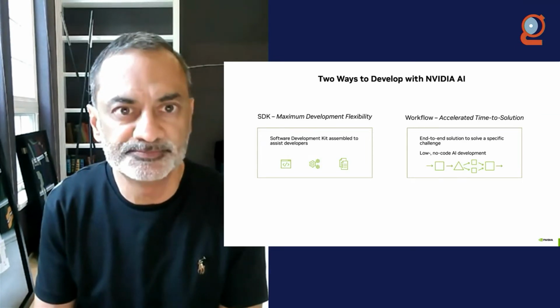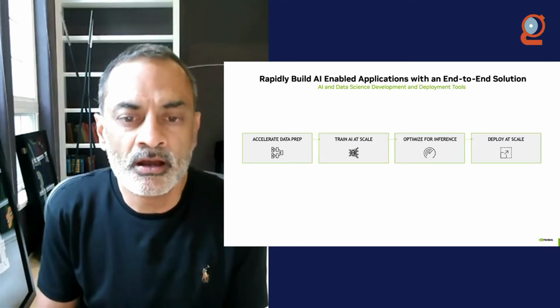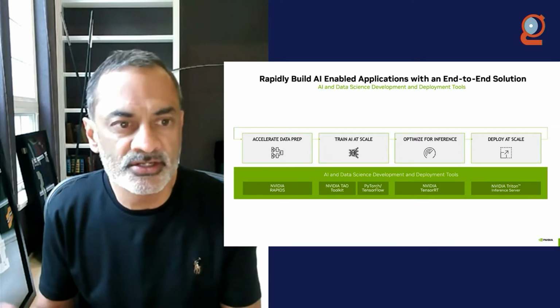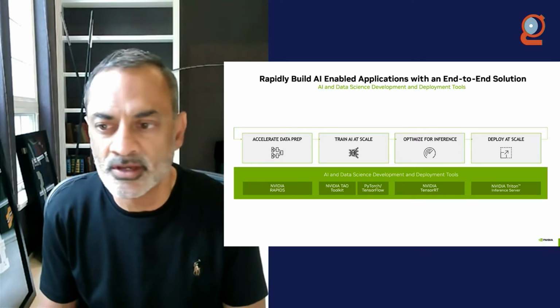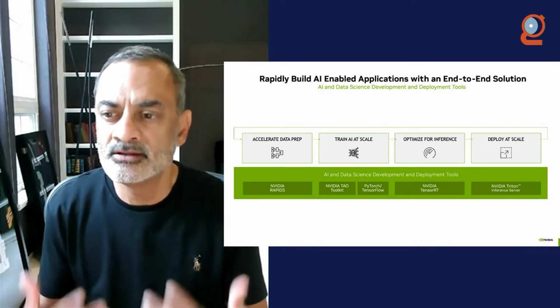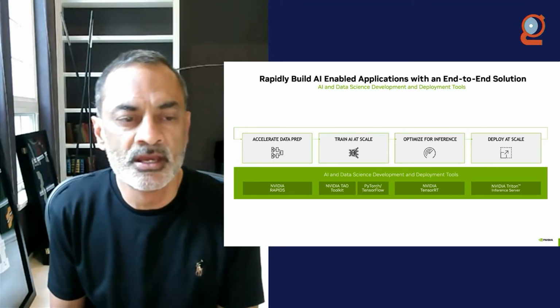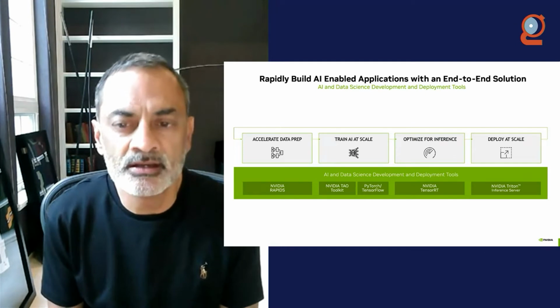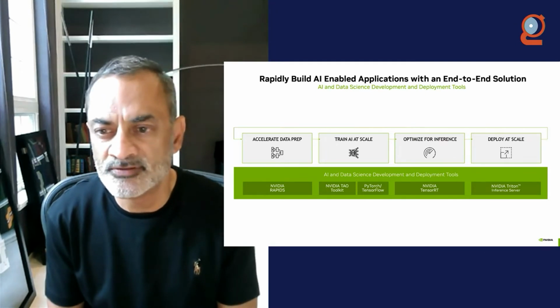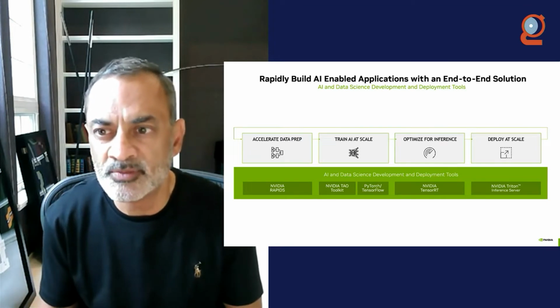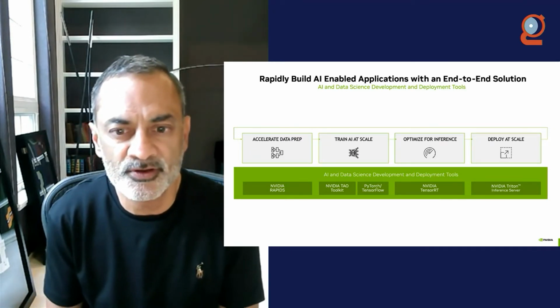So two ways to develop. Again, we know that AI is essentially a four-step process where you find your data, you prepare your data, which can be quite a time-consuming process, and then you do your training, whether it's deep learning or simpler forms of machine learning. And then you do some level of tuning, optimization, and then finally you deploy for inference.